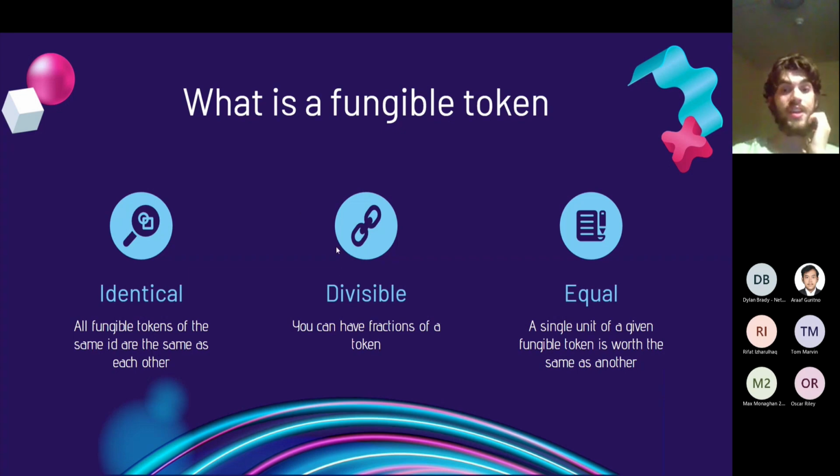Now, something that you can do with Hedera Hashgraph is specify how divisible said token is. So, for example, I can say that a token is only divisible in factors of a tenth, so it can be 1, 1.1, 1.2, 1.3, 1.4, etc. But equally, you can make it even more divisible, and go in fractions of a millionth, for example. Then finally, they're equal, similarly to the identical part. A single unit of any given fungible token is worth the exact same as any other one.